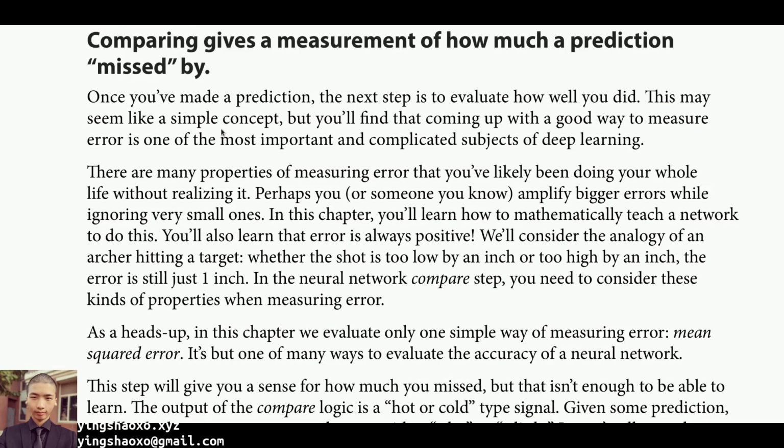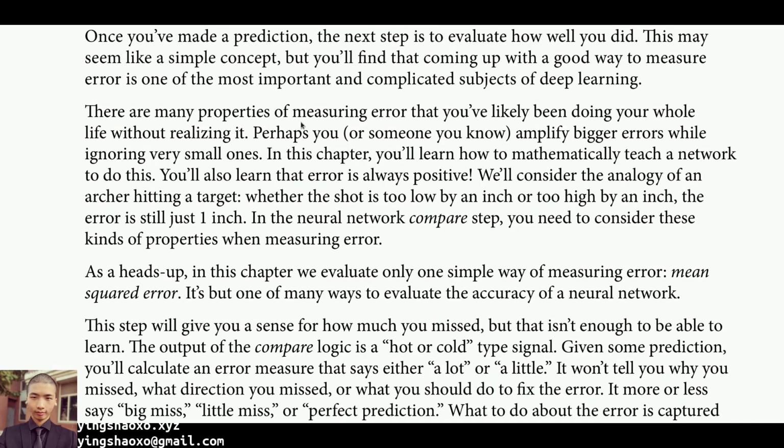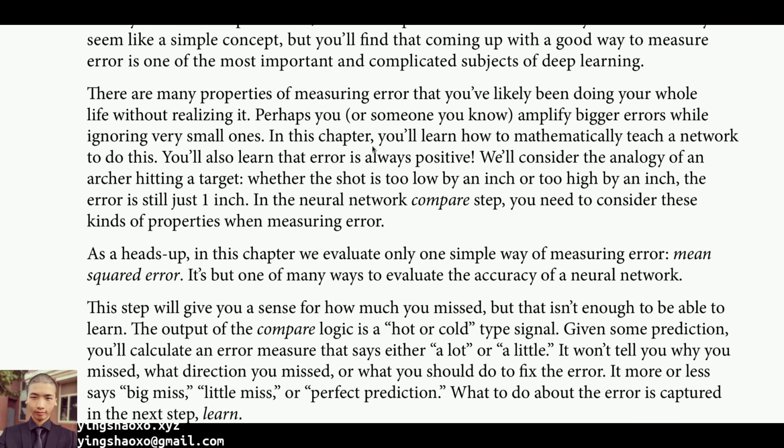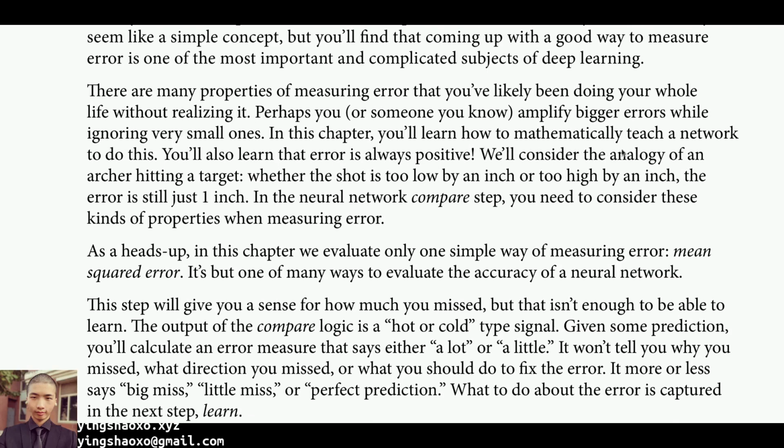This may seem like a simple concept, but you'll find that coming up with a good way to measure error is one of the most important and complicated subjects of deep learning. There are many properties of measuring error that you've likely been doing your whole life without realizing it. Perhaps you, or someone you know, amplify bigger errors while ignoring very small ones. In this chapter, you'll learn how to mathematically teach a network to do this. You'll also learn that error is always positive.